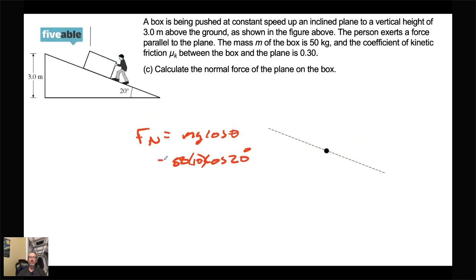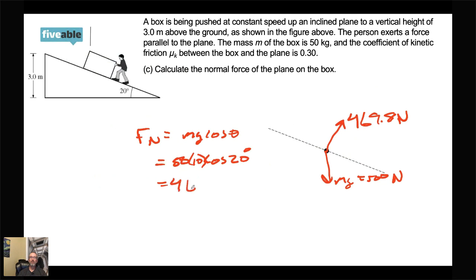So our normal force is less. Your normal force on an incline should always be less than your mg. So my mg here is 500 newtons, and we said that the normal force is 469.8 newtons. So they are not the same.